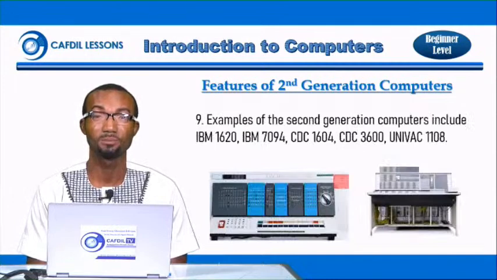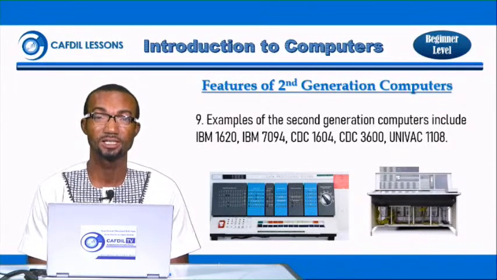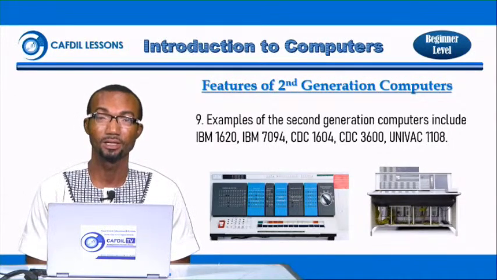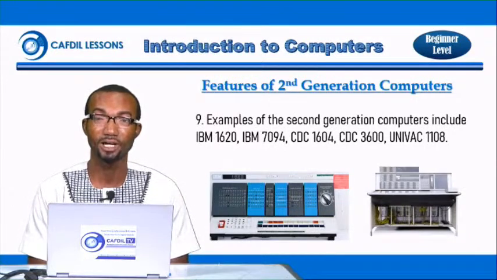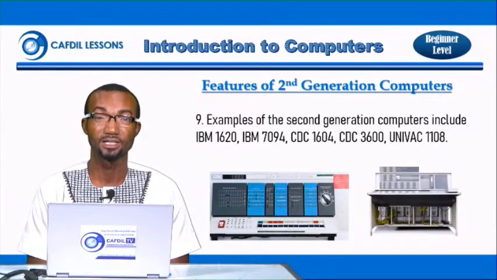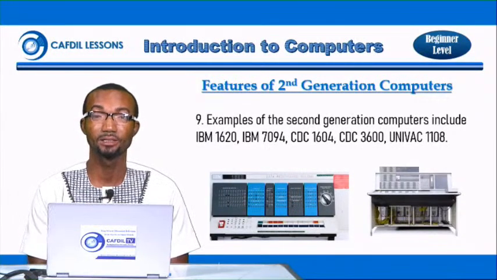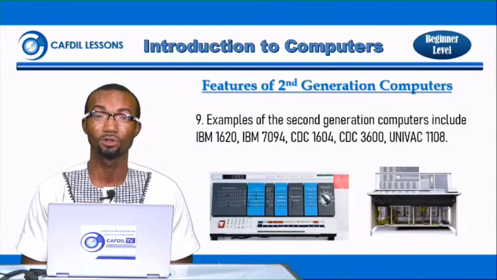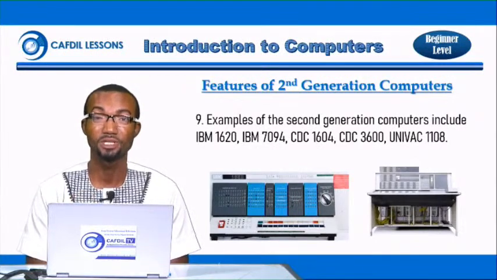And then viewers, examples of second generation computers include IBM-1620, IBM-7094, CDC-1604, CDC-3600, and then UNIVAC 1108. These are all names of second generation computers. Today we have Dell, we have HP, we have Gateway, we have a lot of computer brands. And the same here, these were also examples of second generation computers.